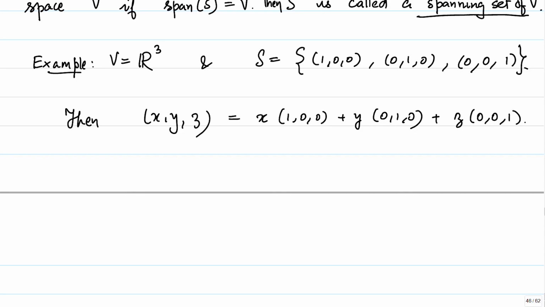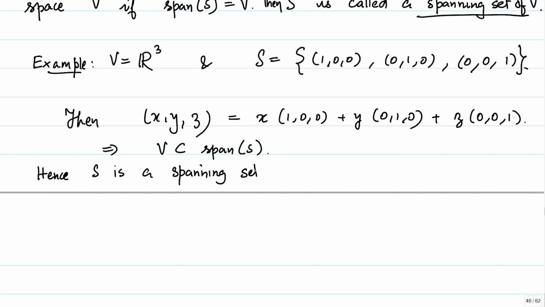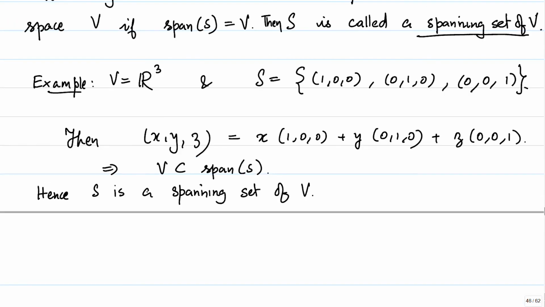And therefore, any (x, y, z) can be written as an element in the span of S, which means that V is contained in the span of S. Hence, S is a spanning set of capital V. Spanning sets are quite remarkable, right? R3 contains infinitely many elements, but we just showed that any element of R3 could be written down as a linear combination of these three elements.